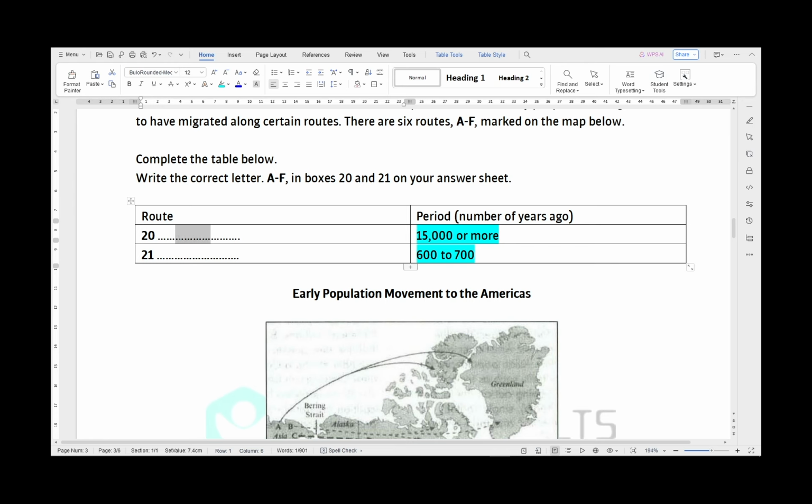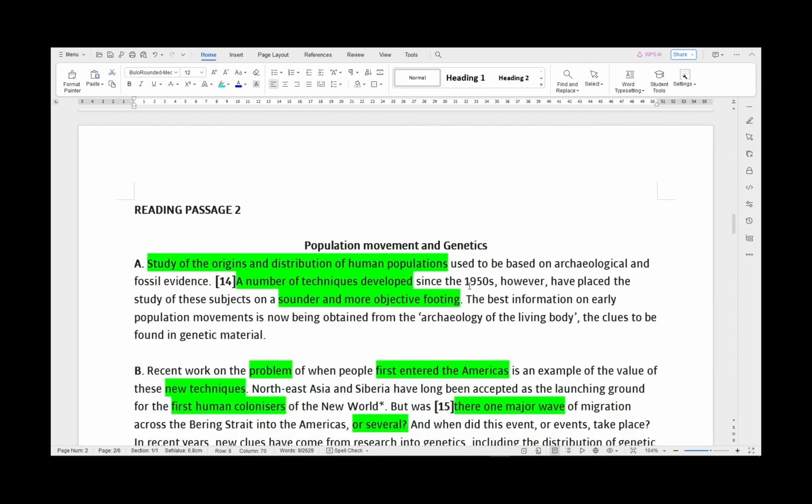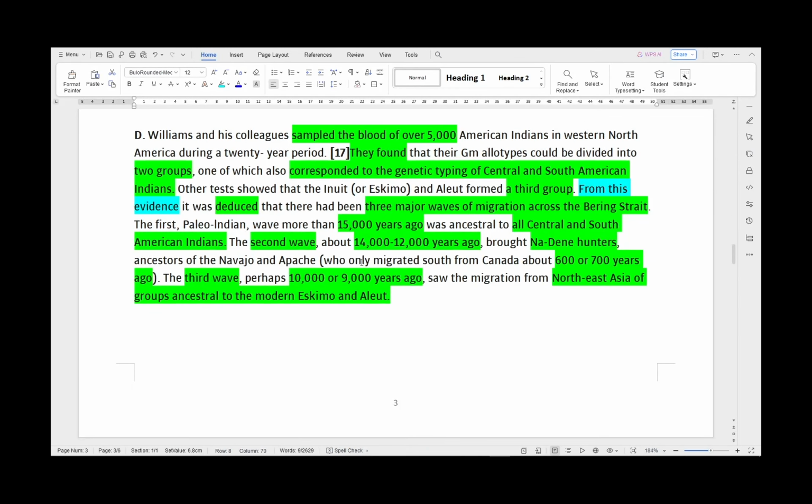I'm just going to take that and put E here, and then what are we left with? 600 or 700, and we remember 600 to 700. So there we go, we have the answer 20 here. I'm going to put 20. First Paleo-Indian. Now we're left with 600 to 700. So 600 or 700 years ago. The third wave, 1,000 or 9,000 years ago.